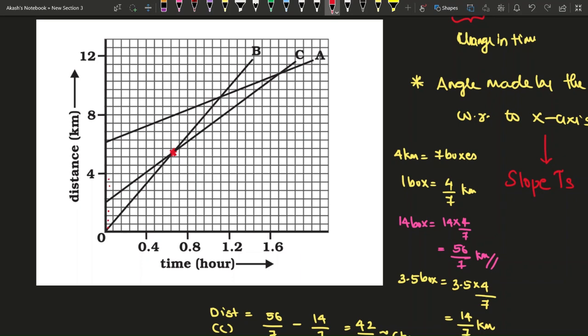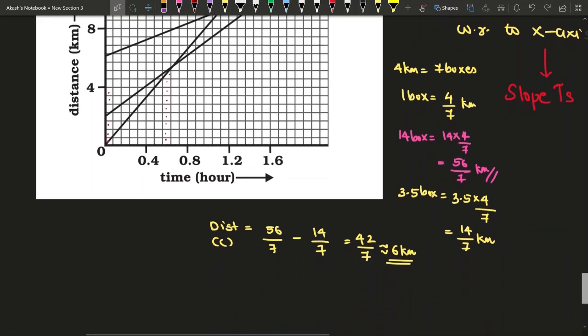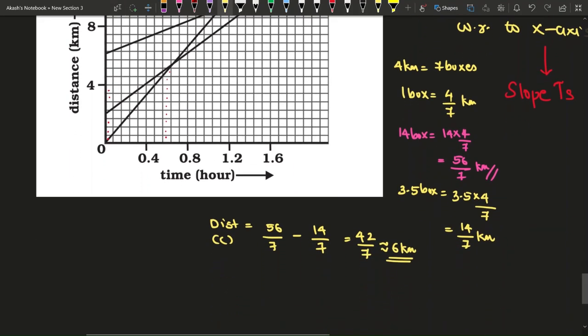B is starting from the origin. How many boxes are there? 1, 2, 3, 4, 5, 6, 7, 8, 9. When you round it up, it is almost coming like 9.5. So you can write it as 9.5 boxes. One box is 4 by 7. So the 9.5 boxes will be equal to 9.5 into 4 by 7. That is going to be 5.4 kilometers.